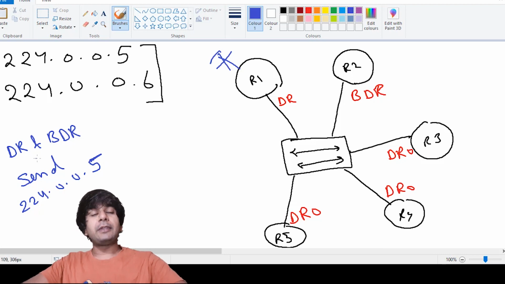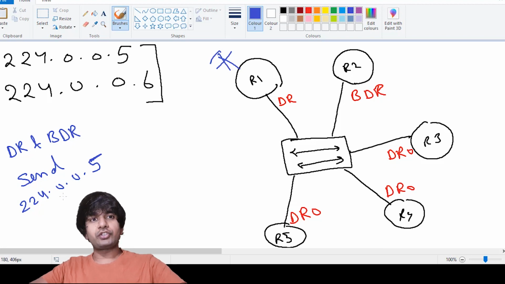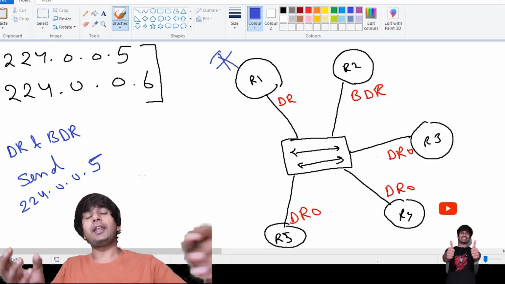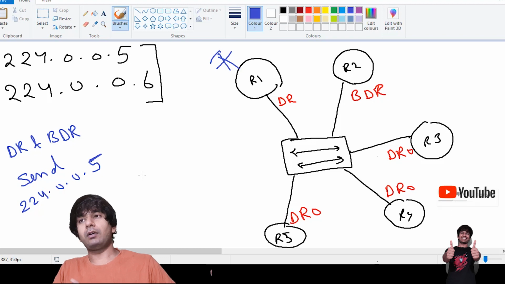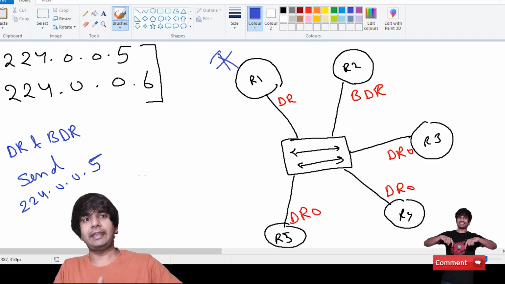So DR and BDR always send their routing update on 224.0.0.5. Exactly. And always remember, now I'm talking about the receiving part, or let's talk about the send part first and then we will cover the receive part also.